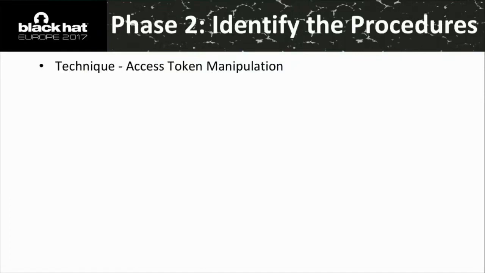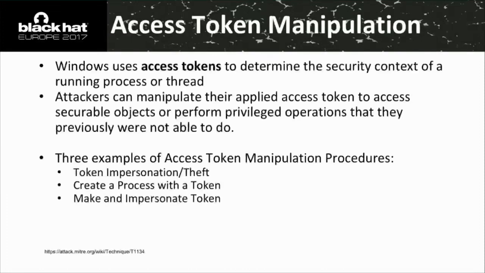All right, so when we talk about procedures, we have this general technique, access token manipulation, but we want to understand how it is actually executed. Are there different ways that an attacker can employ this technique? If we go to the next slide, we want a general understanding. We can go to the MITRE ATT&CK framework and ask, what is access token manipulation? It says, basically, Windows uses access tokens to determine the security context of a process or thread that's running on a system.